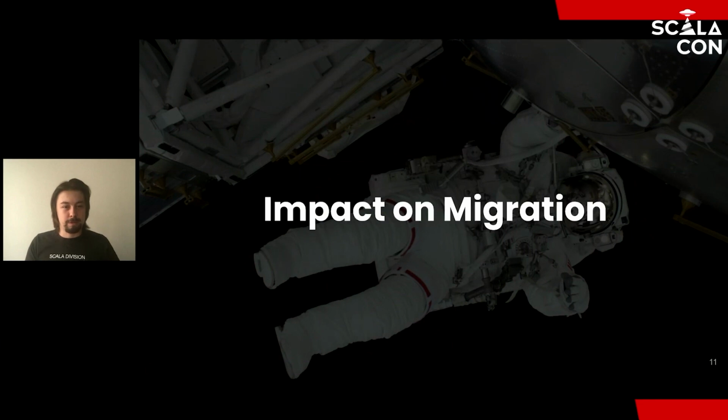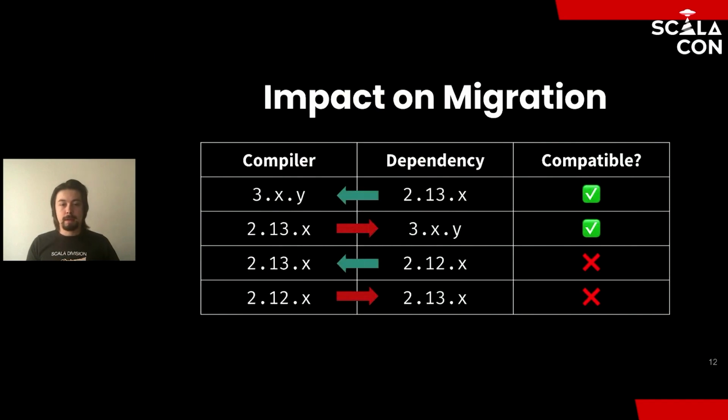So what does Scala 3 mean for migration of our projects from Scala 2? We're taking a new step this time, because for the first time in a Scala compiler release, we actually have forwards compatibility and backwards compatibility. If you are compiling your code with Scala 3 of some minor version, some patch version, you can depend on a library that was compiled with Scala 2.13, and that should work just fine.